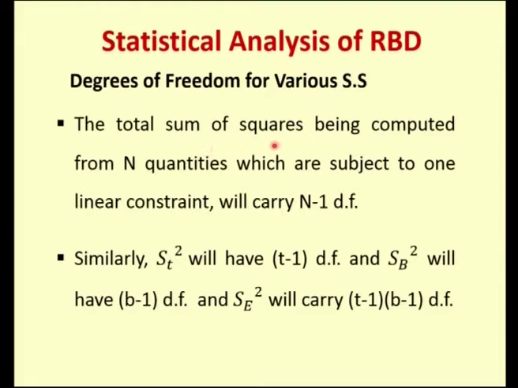Degrees of freedom for various sum of squares. Now, the total sum of squares is computed based on the n quantities. This will have n minus 1 degrees of freedom as we have n observations, and 1 degree of freedom is being lost because of one linear condition, and for treatment sum of squares we have t minus 1 degrees of freedom. Block sum of squares and error sum of squares will carry b minus 1 and (t minus 1) into (b minus 1) degrees of freedom respectively.